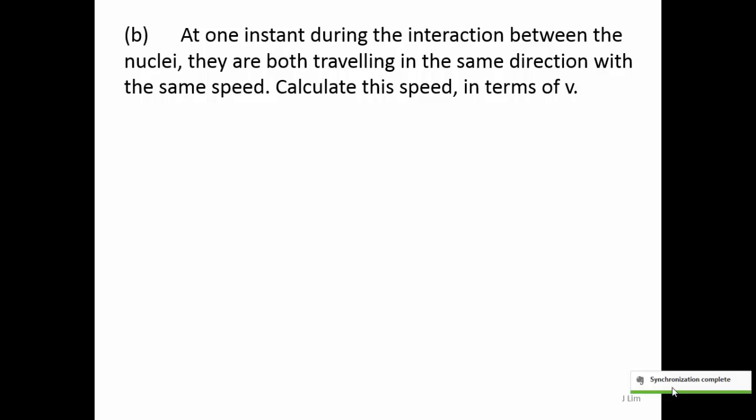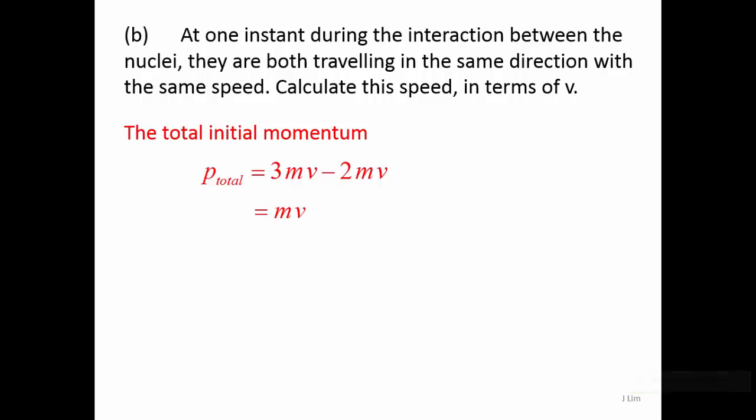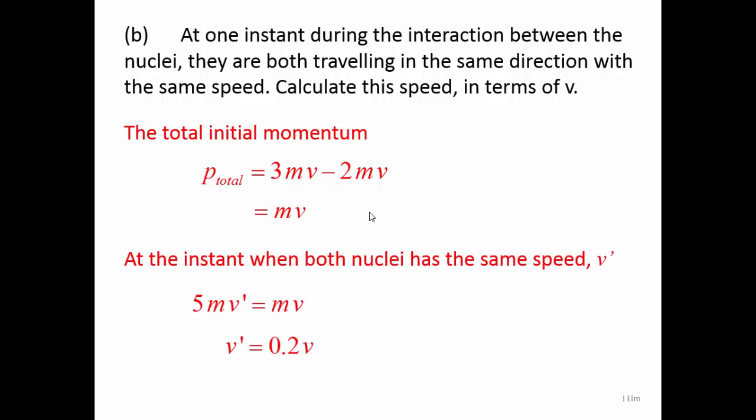At one instant during the interaction between the nuclei, they are both traveling in the same direction with the same speed. Calculate this speed in terms of v. So the total initial momentum is 3mv minus 2mv, which is mv. At the instant when both nuclei have the same speed, let's call it v prime, the total mass will be 5m times v prime. So they equal the total initial momentum mv. So v prime will be 0.2v.